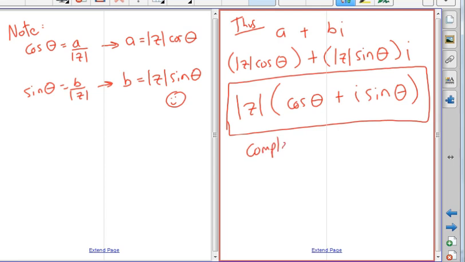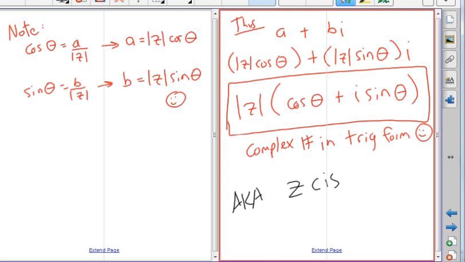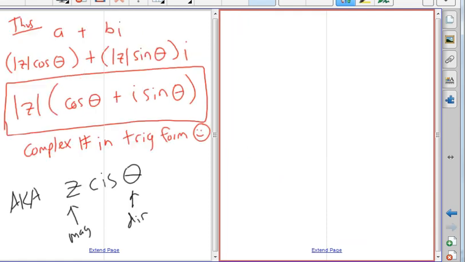This form is a complex number in trigonometric form. Also, it's sometimes called polar form. And sometimes we get really lazy and don't want to write all those parentheses and stuff, and we just say the magnitude cis theta, because that's really the major information, the magnitude and the direction or the angle there. So some examples would be like 5 cis 20 degrees or 3 cis pi over 6 or whatever, where obviously there's the magnitude, there's the angle.